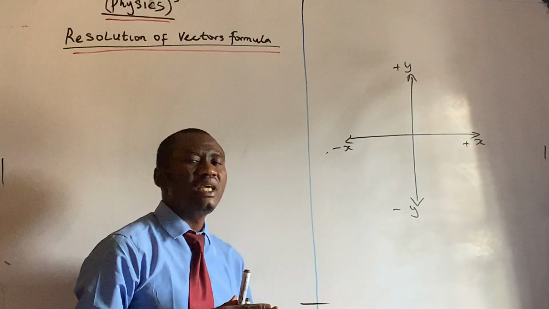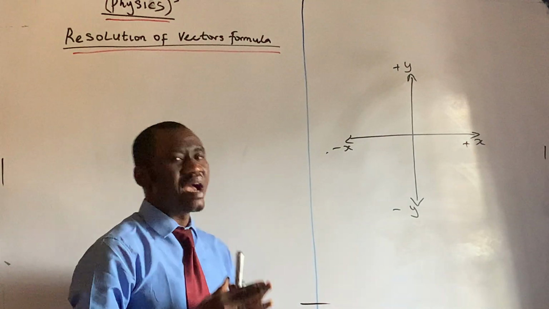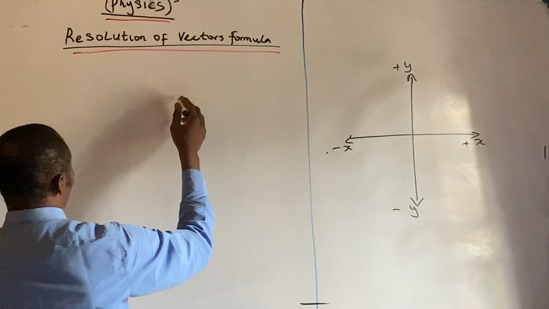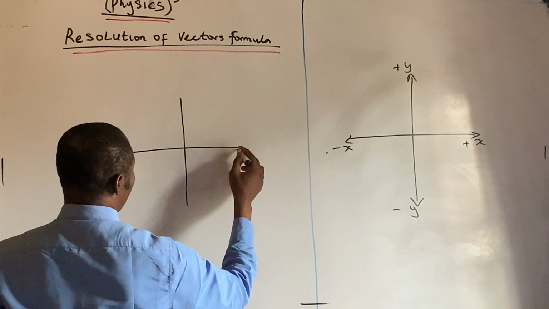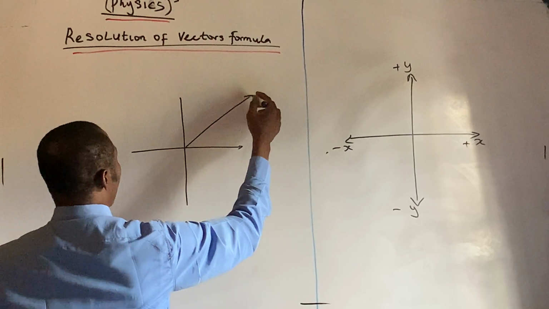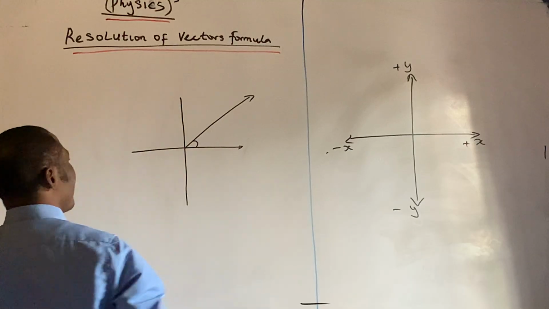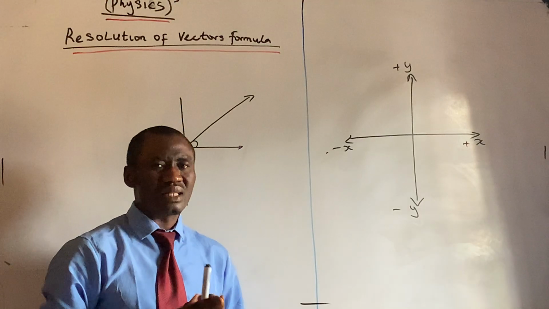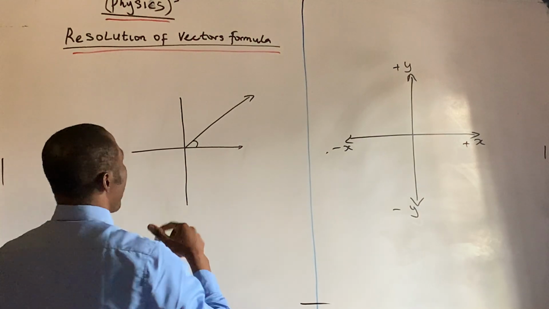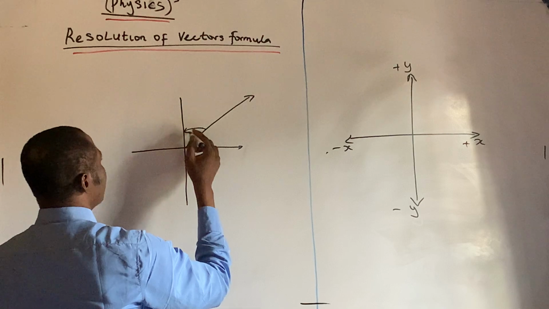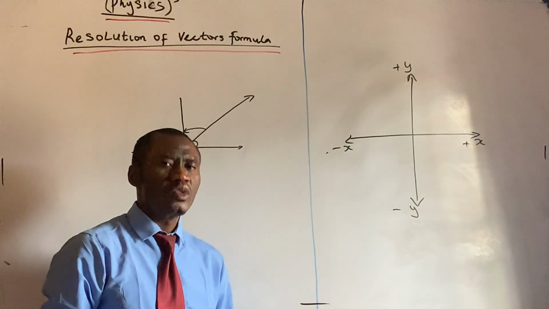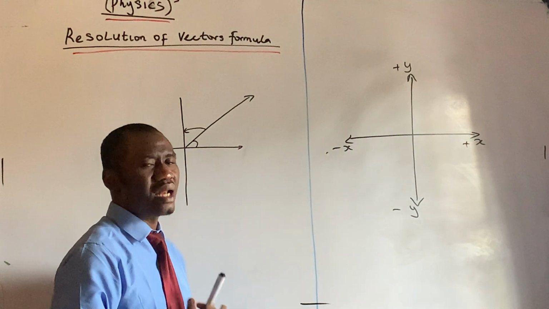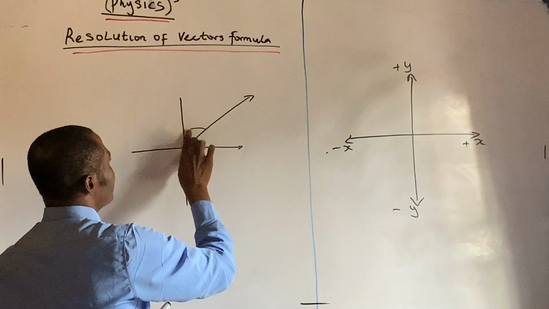The angle of inclination for the vector must be noted. Let's have this vector, inclined towards the positive x-axis. Notice that the angle of inclination is at the positive x-axis. It is different when we have the angle of inclination at the positive y-axis. So we need to take note of the angle of inclination before we start looking at the formula to use. Now, let's start up with the first one.